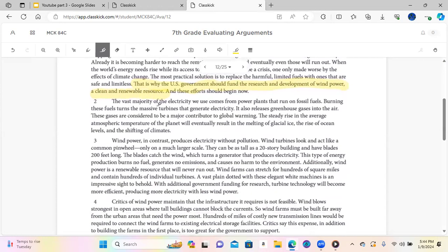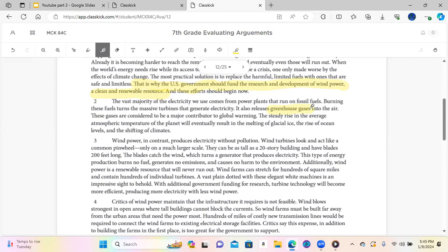The vast majority of the electricity we use comes from power plants that run on fossil fuels. Burning these fuels turns the massive turbines that generate electricity. It also releases greenhouse gases into the air.